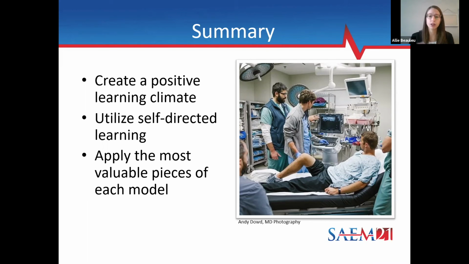In regards to which model is best, I think it really depends on the time you have, the number of learners, and the level of your learners. If you're short on time, you can pick and choose the pieces of each model which you find most valuable. And so we really hope that you found this review of optimizing learning climate and micro-teaching techniques useful for your clinical practice.